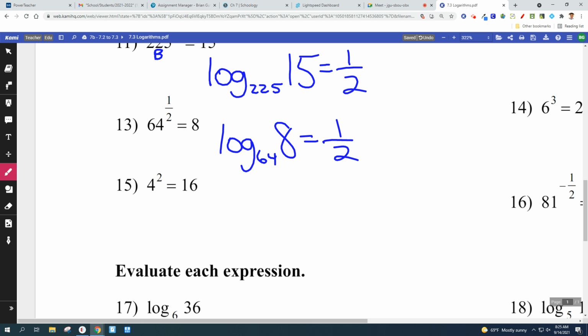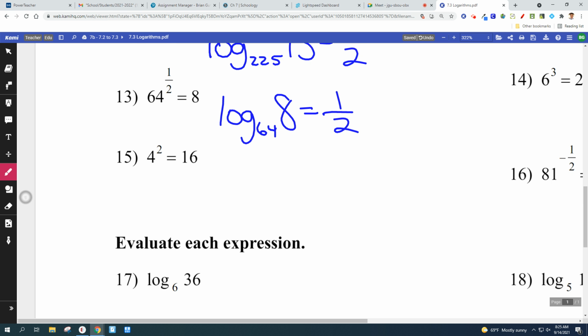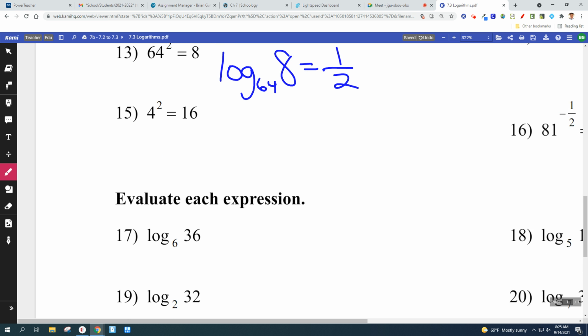Identify the base, identify the exponent. This is not so bad. 4 squared equals 16. What's the base? 4. Good job. Thank you. So log base 4. What's the exponent? Nope. Exponent is 2. There you go. So log base 4 of 16 equals 2.